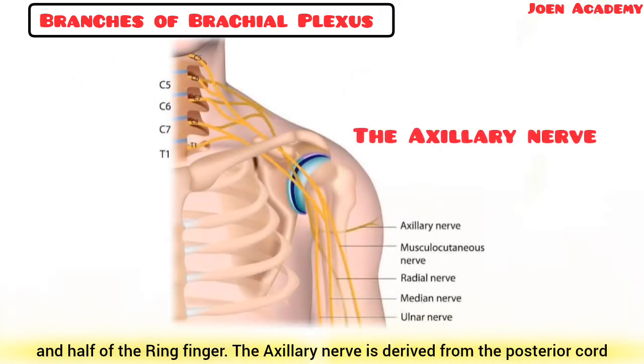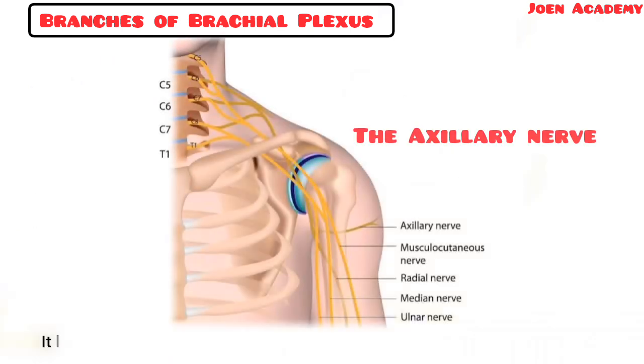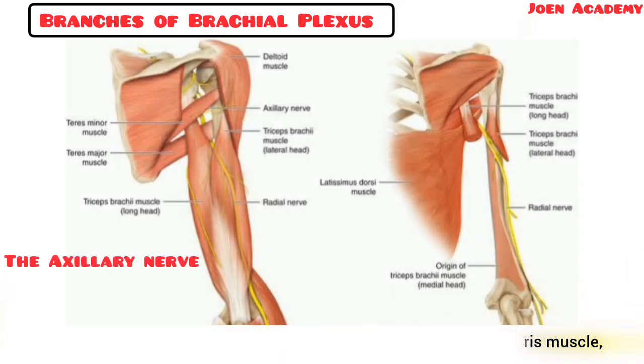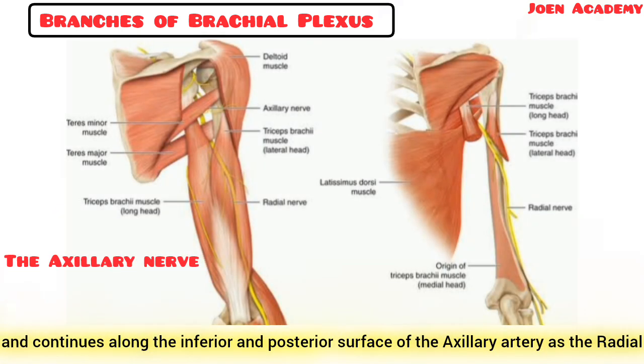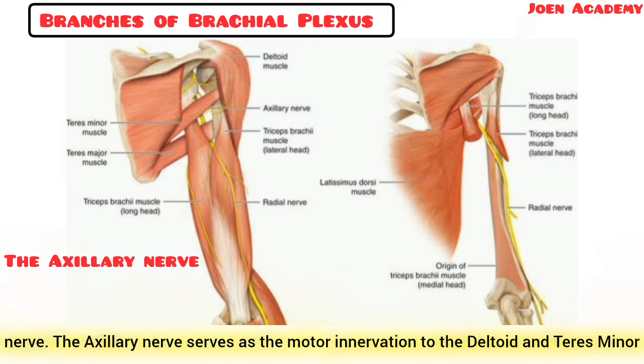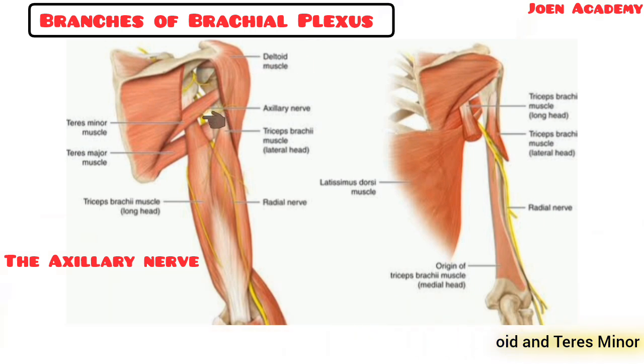The axillary nerve is derived from the posterior cord. It leaves the brachial plexus at the lower border of the subscapularis muscle and continues along the inferior and posterior surface of the axillary artery as the radial nerve. The axillary nerve serves as the motor innervation to the deltoid and teres minor muscles.